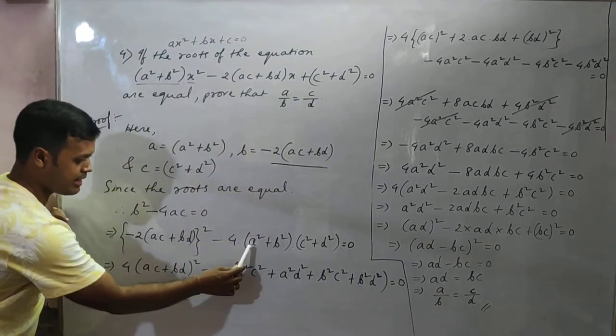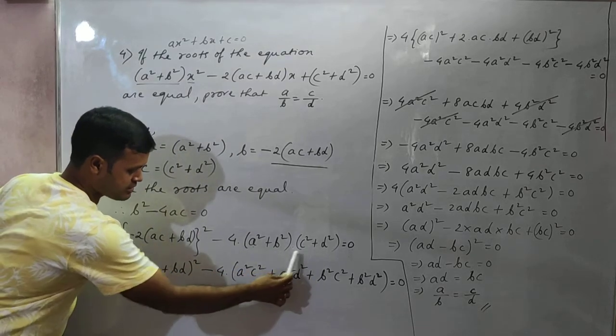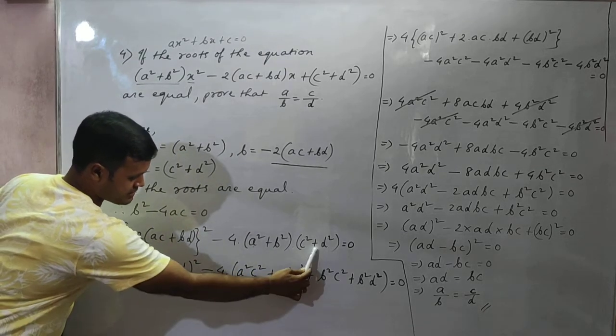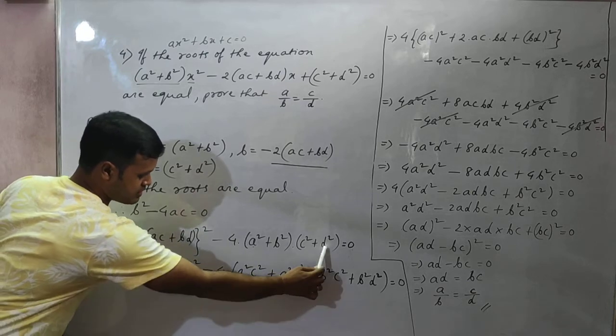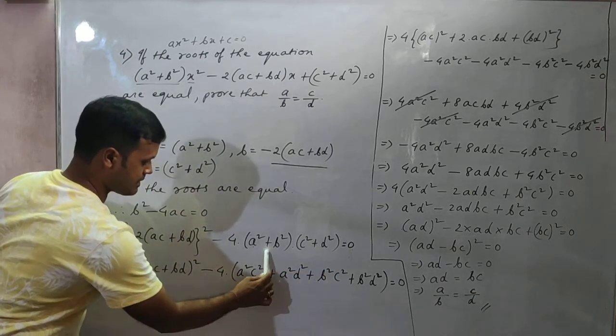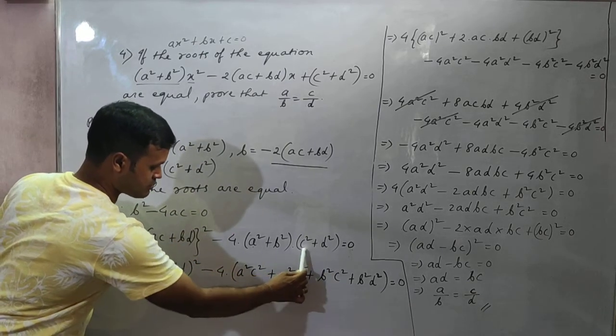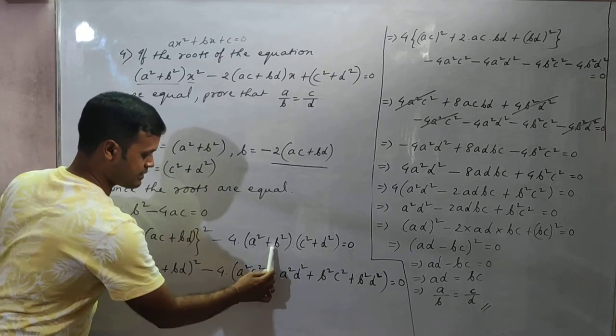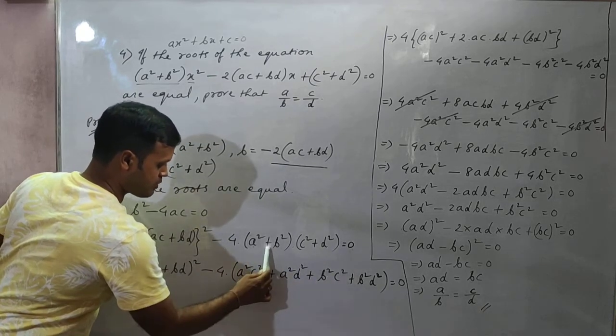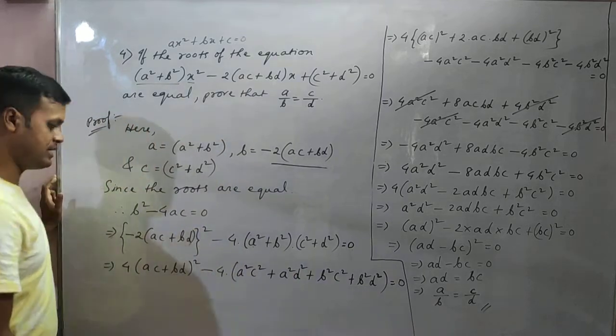Okay, see, a square into c square is a square c square. After that, plus sign is there, write a plus. A square into d square is what? A square d square. After that plus b square into c square is what? B square c square. After that plus sign. B square into d square is what? B square d square, isn't it?